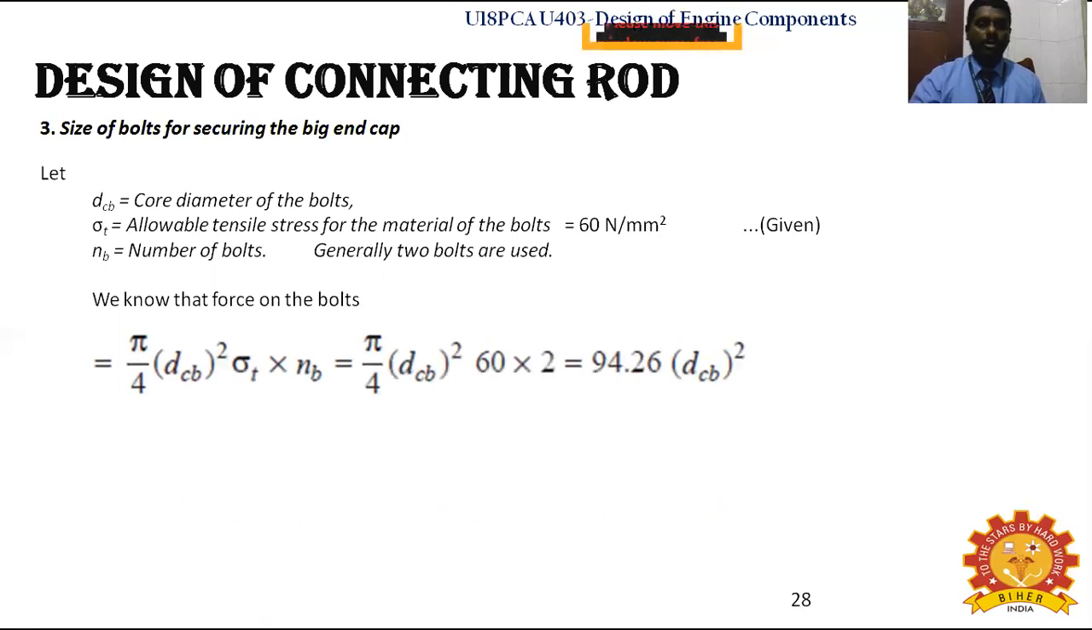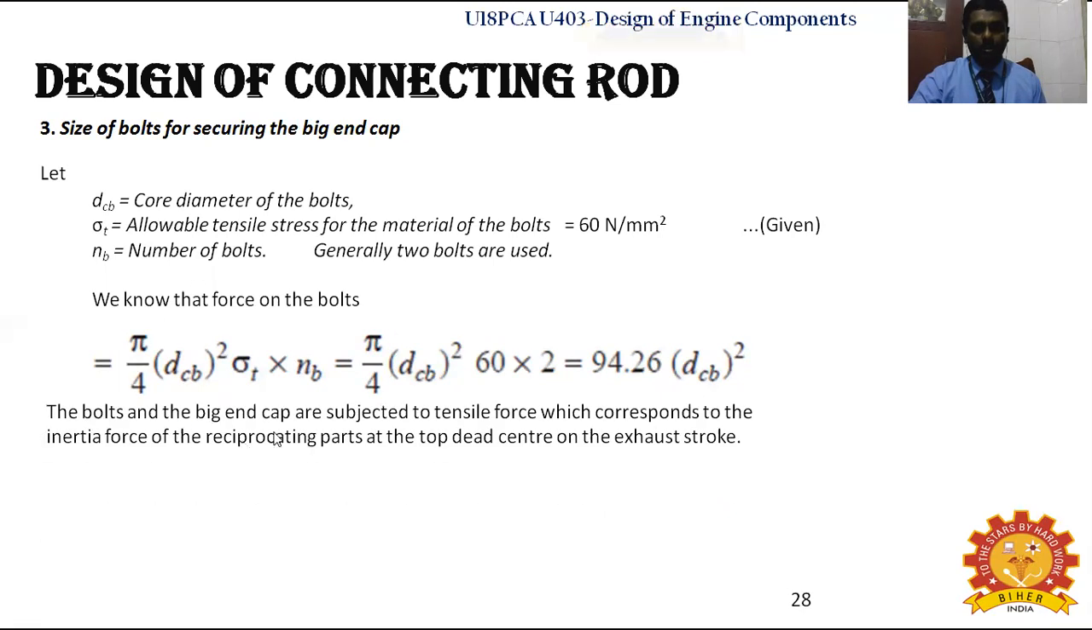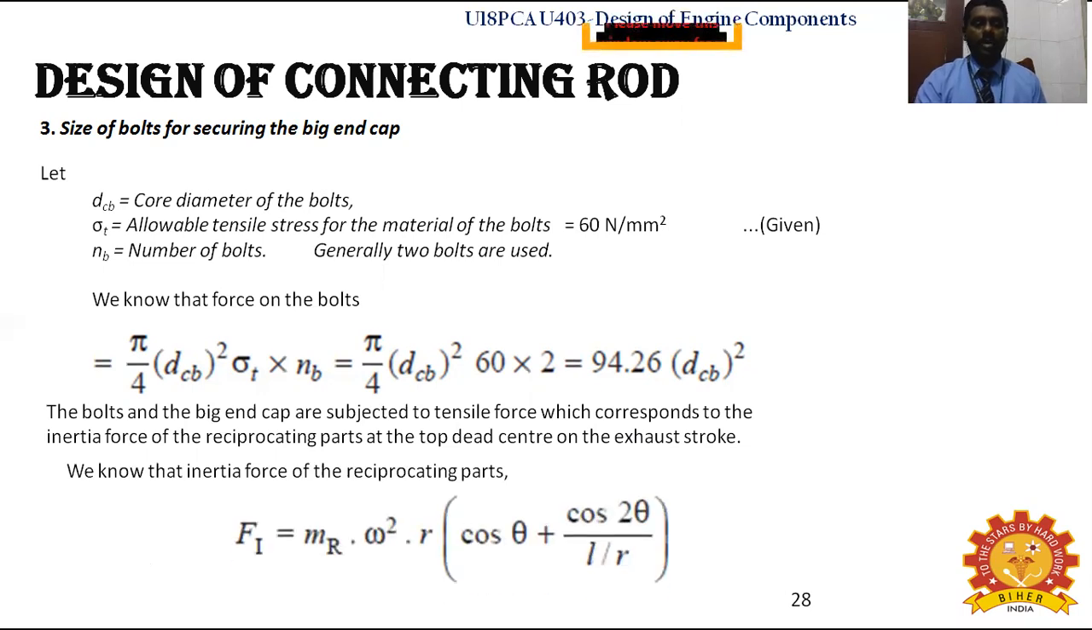So the force on the bolt can be calculated using this relation: pi by 4 dcb square into sigma t into nb. The known value is given in the problem itself, 60. And the number of bolts we are using is 2, so we are getting the value as dcb square into 94.26. That is the force on the bolt. We know the bolts are subjected to a tensile force that corresponds to the inertia force of the reciprocating parts at the extreme stroke. So we know the inertia force of the reciprocating parts. This is what we had seen in the design procedure itself.